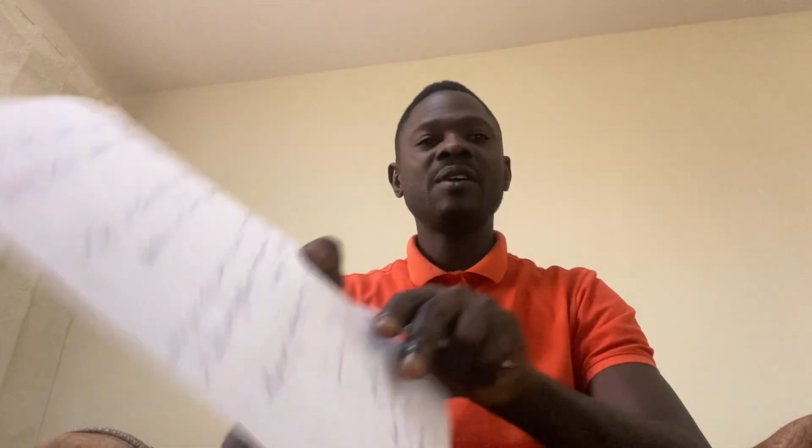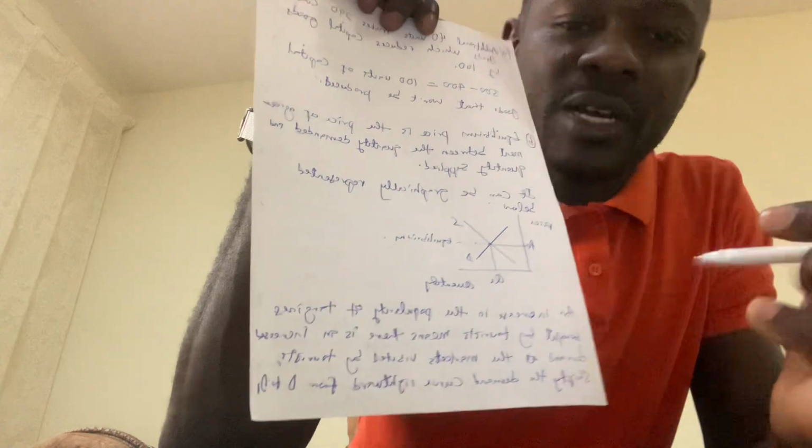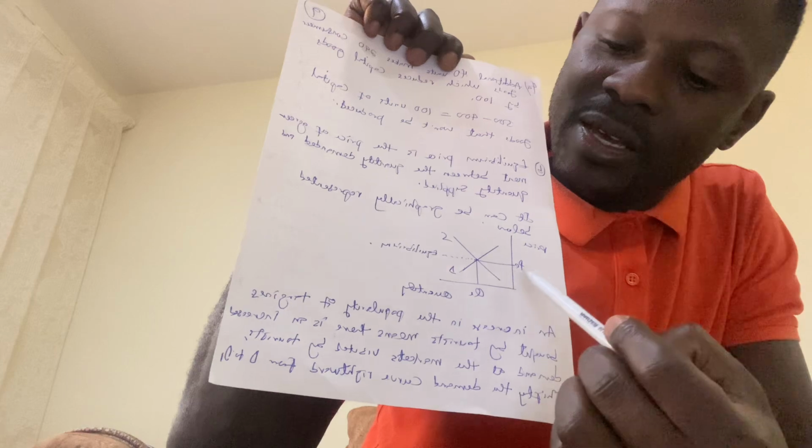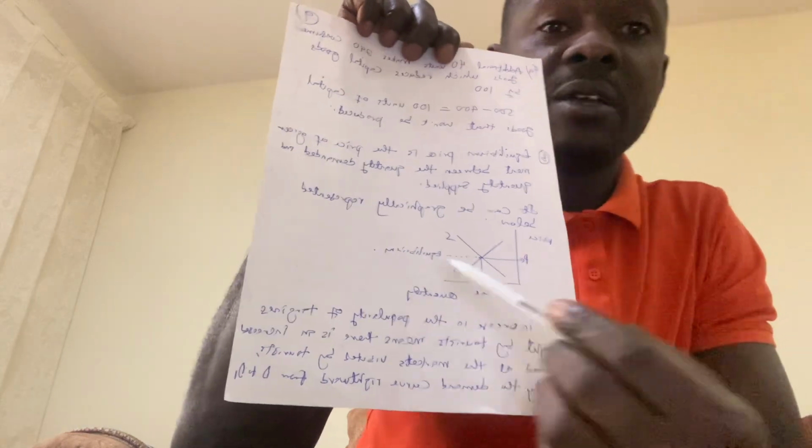So we can use a graph to represent it. This is the equilibrium price. We have demand and supply. This is the equilibrium price. Clear?